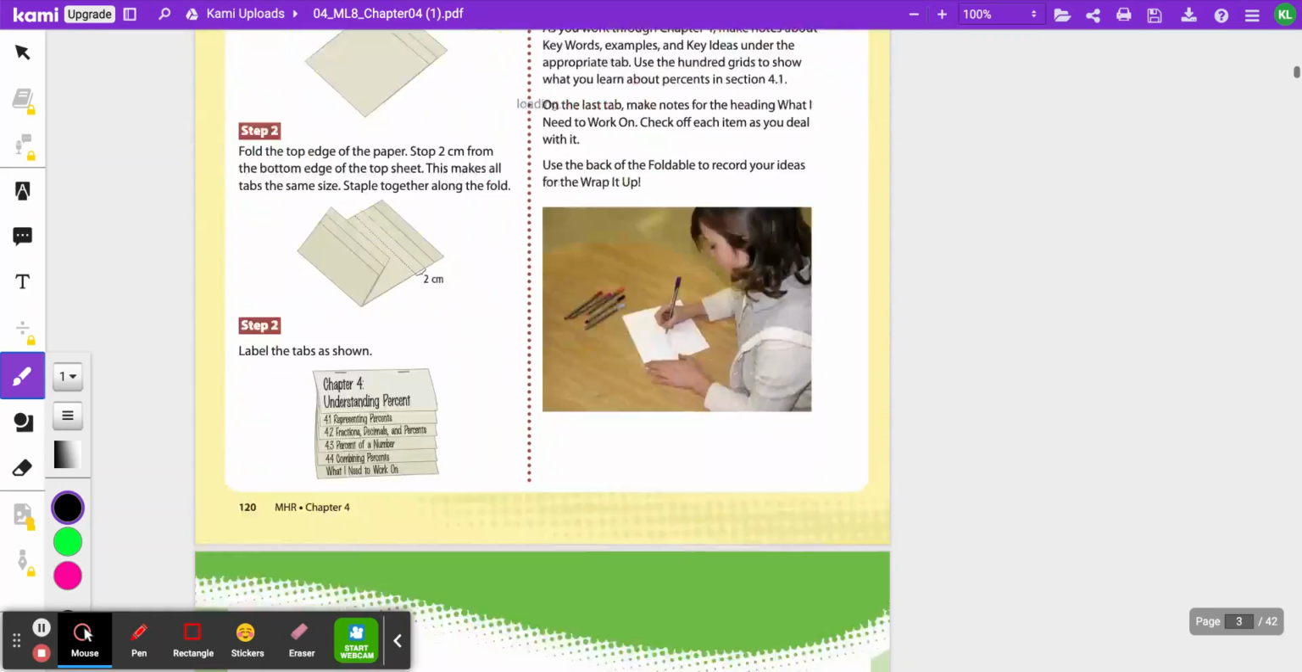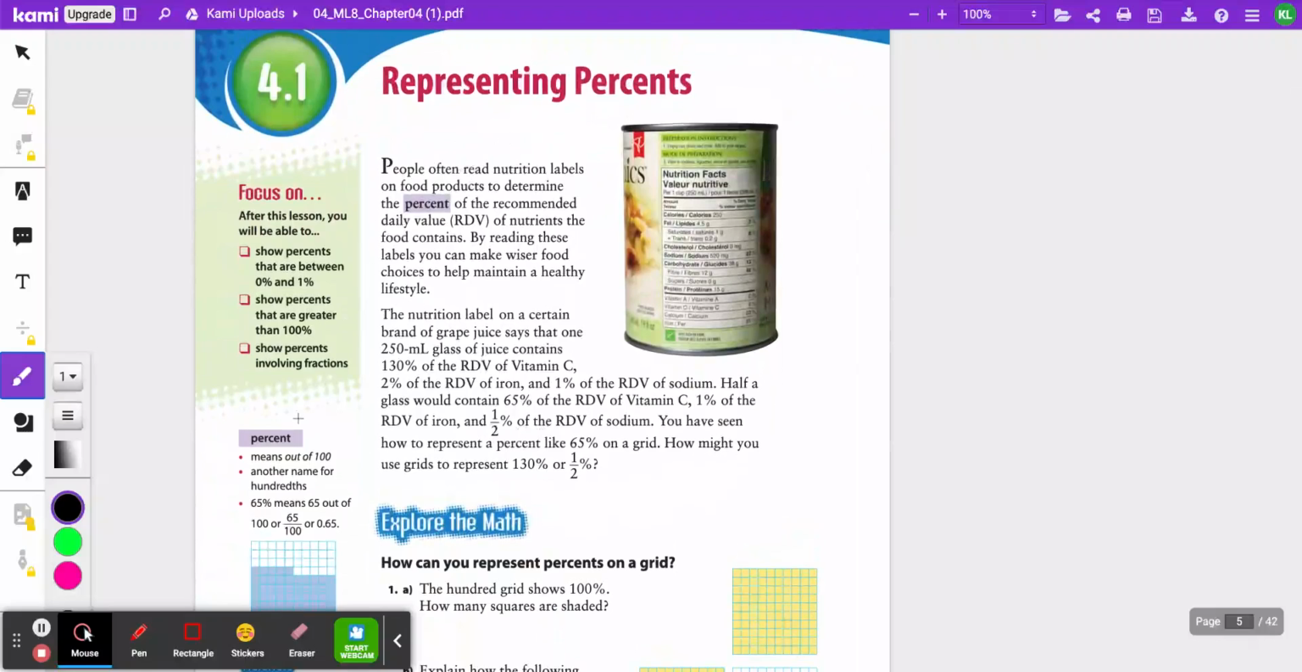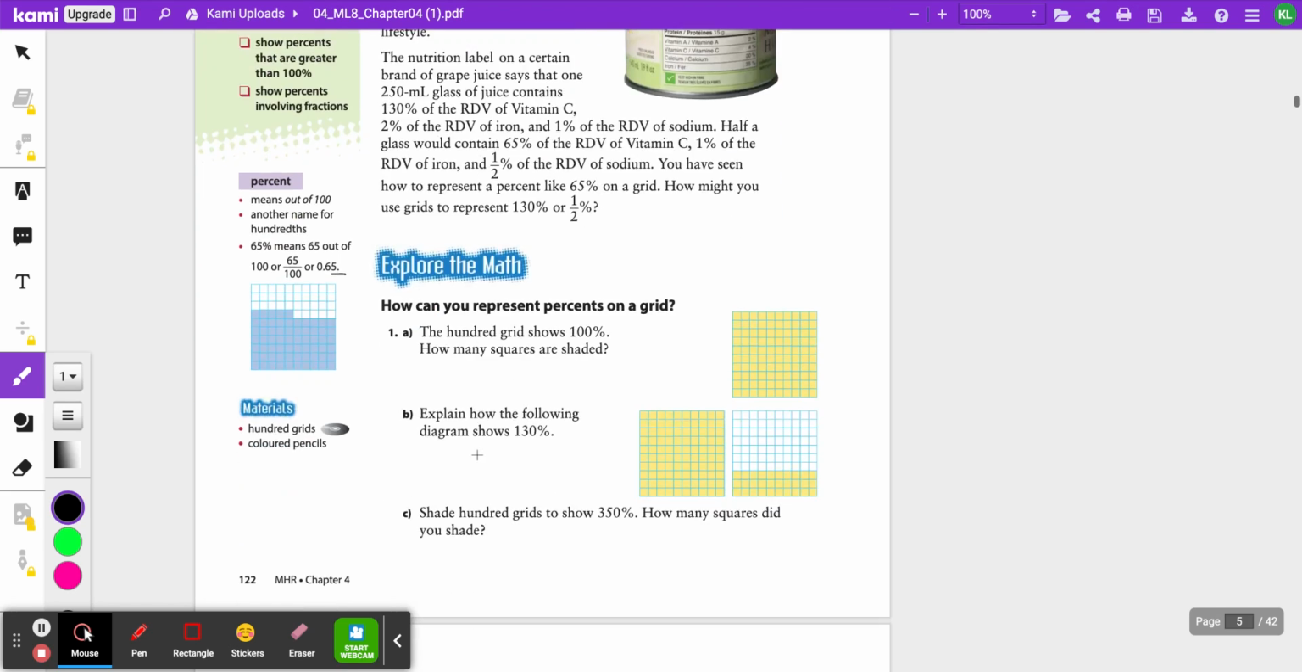I scroll through my textbook here to 4.1, representing percents. Percent means out of 100, or another name for hundredths. So 65% means 65 out of 100, or 0.65. Notice my place value. It ends in tenths, hundredths, the 100th place. So that's why it's another name for hundredths. Percent means out of 100.